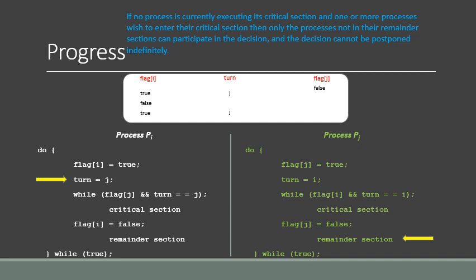Now it would check the conditions in the while loop, flag of j which is still false and turn is equal to j. Yes, it is true. False and true, the output would be false. Hence process Pi will be allowed entry in its critical section one more time. We can see that process Pi can execute its critical section as many times as it wants as long as process Pj is not interested in executing its critical section.